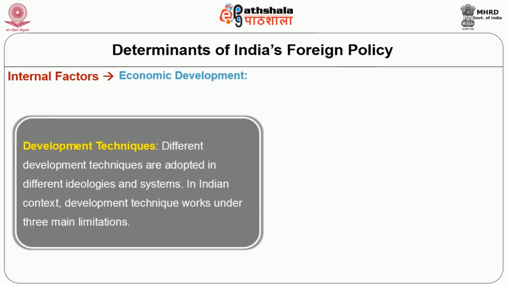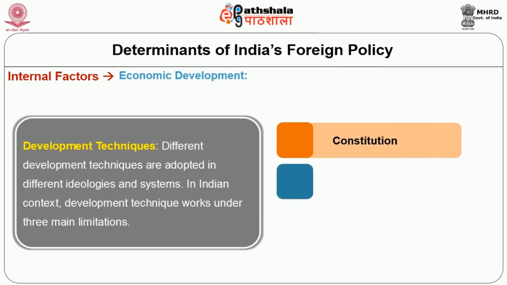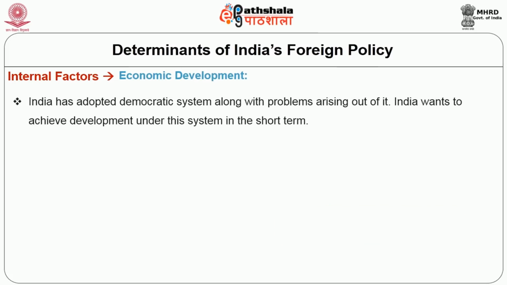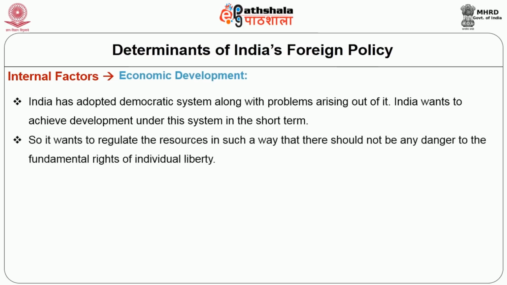In the Indian context, development technique works under three main limitations. These are constitution, role of state, and ideology of economic development. As far as constitution is concerned, India has adopted a democratic system along with problems arising out of it. India wants to achieve development under this system in the short term. So it wants to regulate the resources in such a way that there should not be any danger to the fundamental rights of individual liberty.